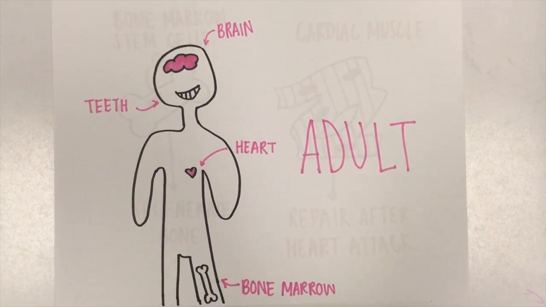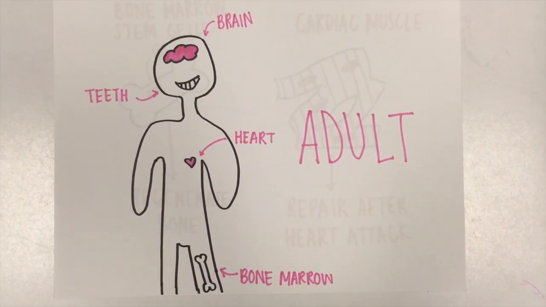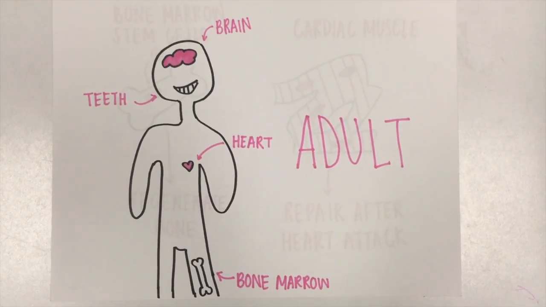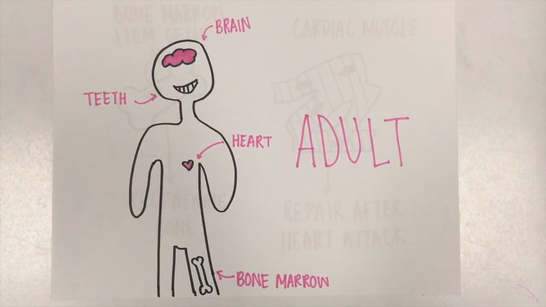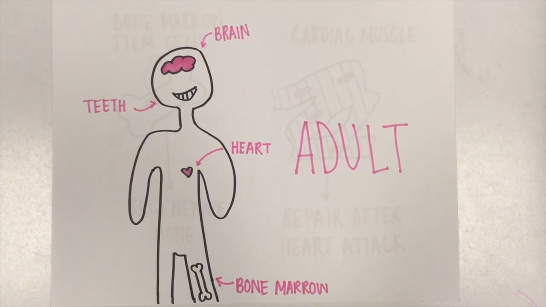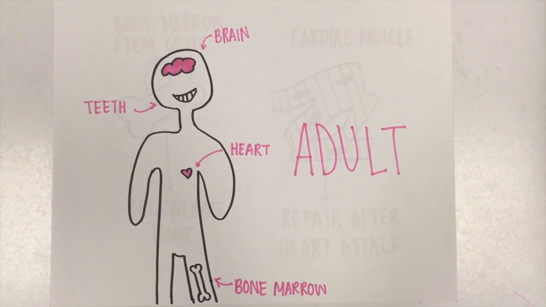The next type of stem cell is an adult stem cell. These undifferentiated stem cells are found in existing tissues like the brain, teeth, heart, and bone marrow. Adult stem cells maintain and repair the tissues in which they are found. These stem cells can be grown in the lab and manipulated to become specific cells, but their capacity to divide can be limited.